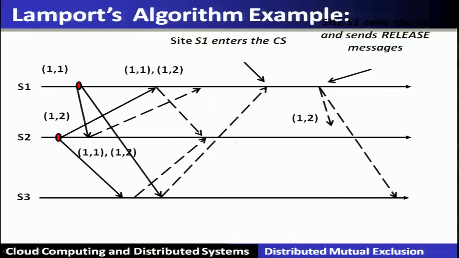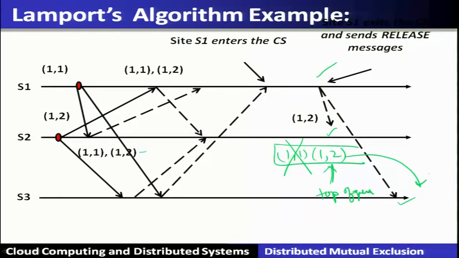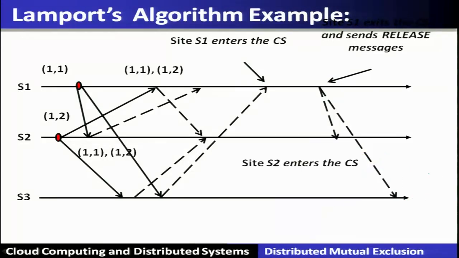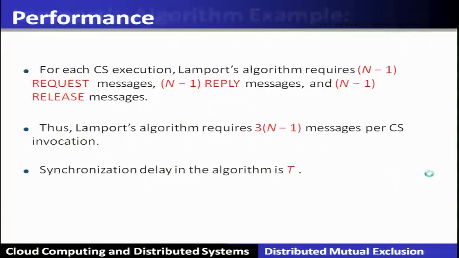After it exits the critical section, it will send a release message, and this release message will reach all of them, including S2. Once S2 receives the release message, it will remove S1's request from its request queue, so that its own request will be at the top of the queue. Now it will go into the critical section, which will be shown in the next slide. So, now S2 will enter the critical section.